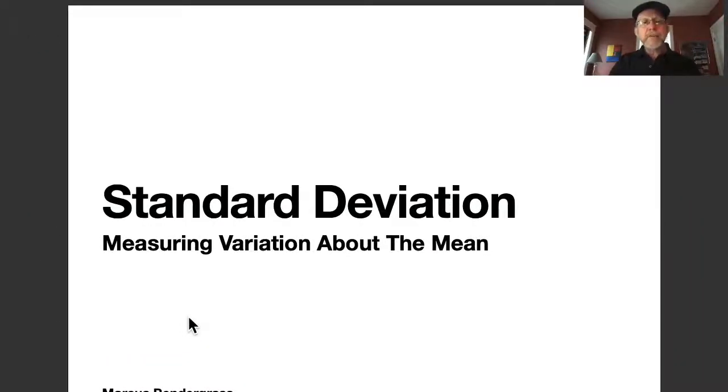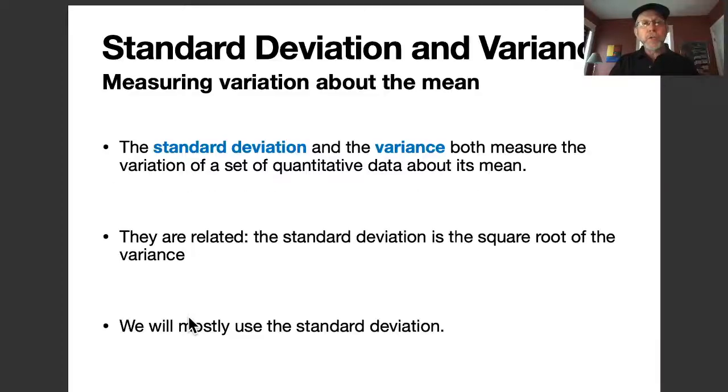So as I said, standard deviation measures spread around the mean of a distribution. There's actually another measurement as well called the variance that's very closely related. The standard deviation, in fact, is the square root of the variance. We'll talk about both because variance is kind of a step on the way to computing standard deviation. But the bottom line is we'll mostly use standard deviation rather than variance.